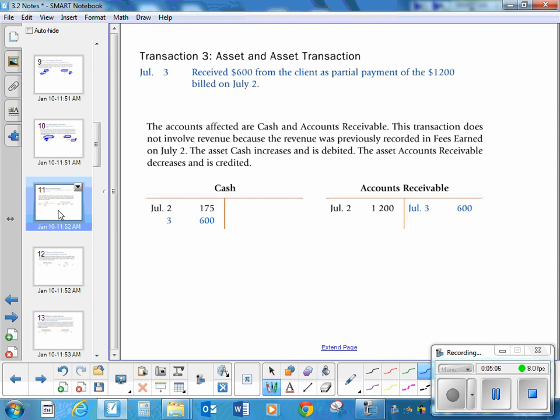Received $600 from a client as partial payment of the $1,200 billed on July 2nd. So it's a carry over from your last transaction. Your cash is being involved and so is your accounts receivable. Your cash is going up $600, your accounts receivable is going down $600. And if we were to put the stars in, it would look like this. And then just a reminder again to make sure you have a debit and a credit, which you do.